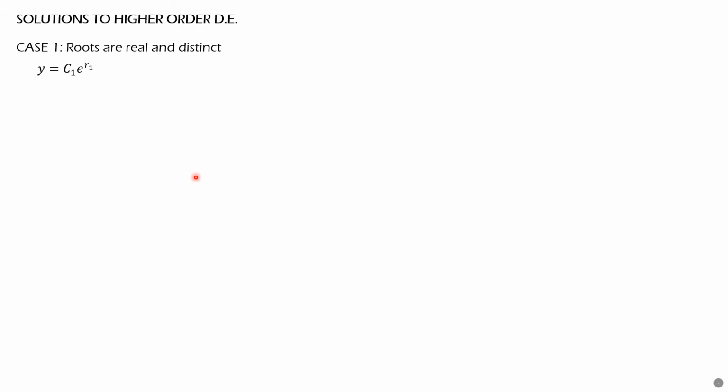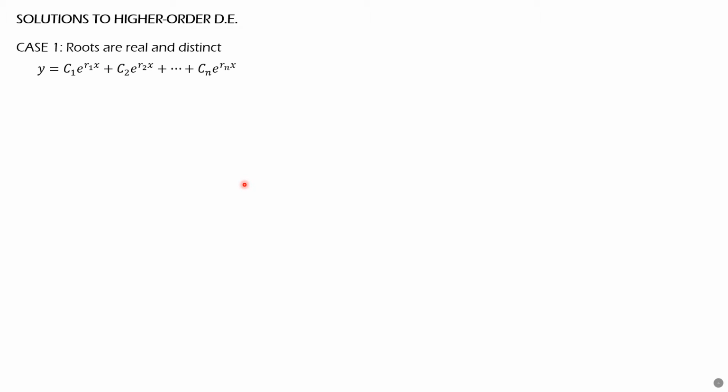So first, let's have the solutions to higher order differential equations. And the roots, there are so many cases. When the roots are real and distinct, the type of solution would be in the form y equals c sub 1 e to the r sub 1 x plus c sub 2 e to the r sub 2 x plus dot dot dot plus c sub n e to the r sub n x. So it all depends on the number of distinct real roots. So that's the form of the solution.